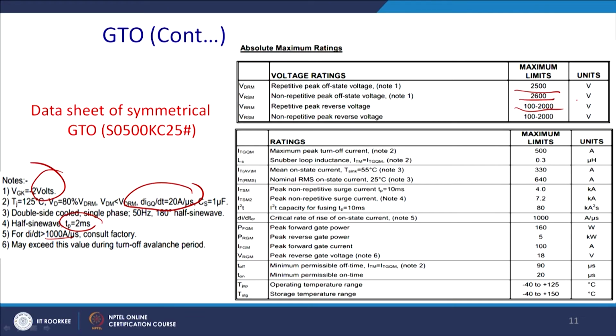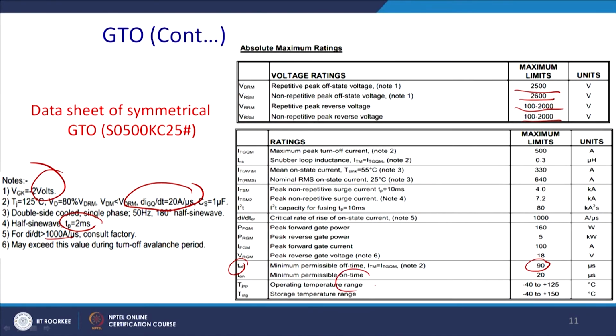So, it can be used symmetrical as well as asymmetrical. Non-repetitive peak reverse voltage, it is 100 to 2000. So, what is important, this is the snubber part that comes into the protections. So, we shall discuss this zone. Mostly the permissible turn off time, tOFF, is quite high, that is basically 90 microsecond.